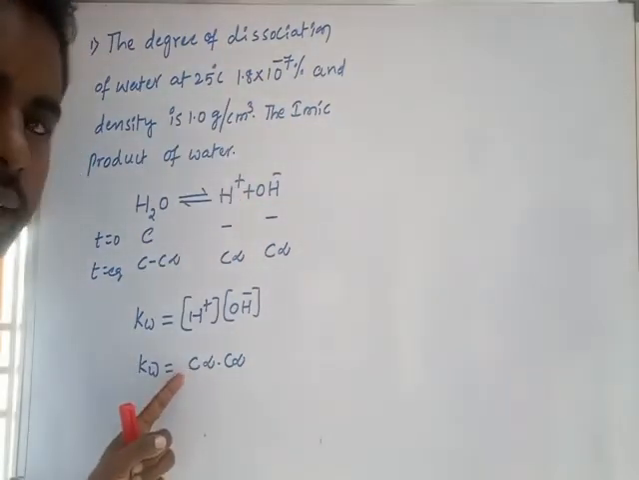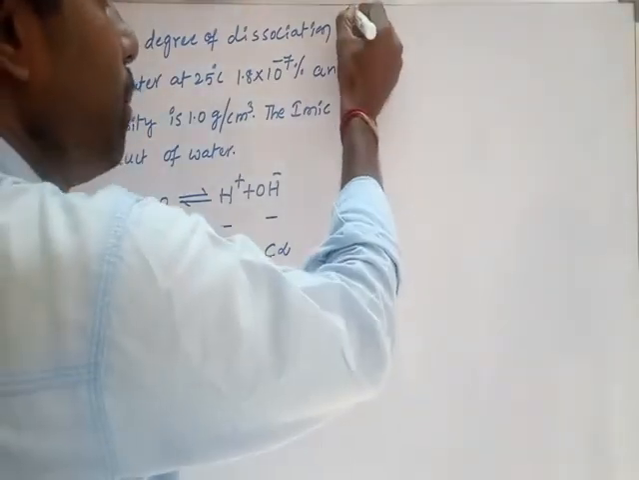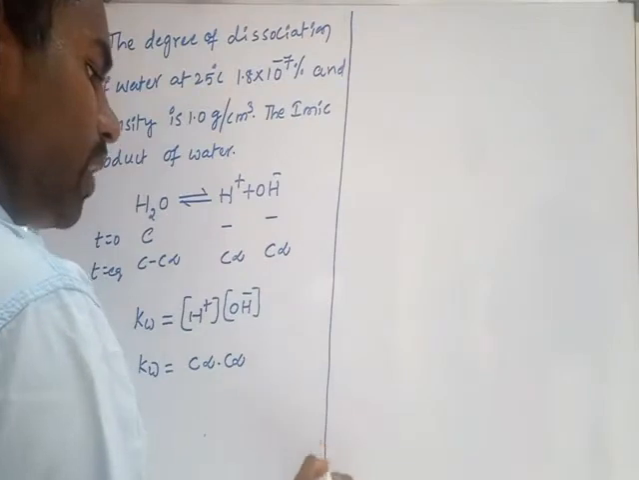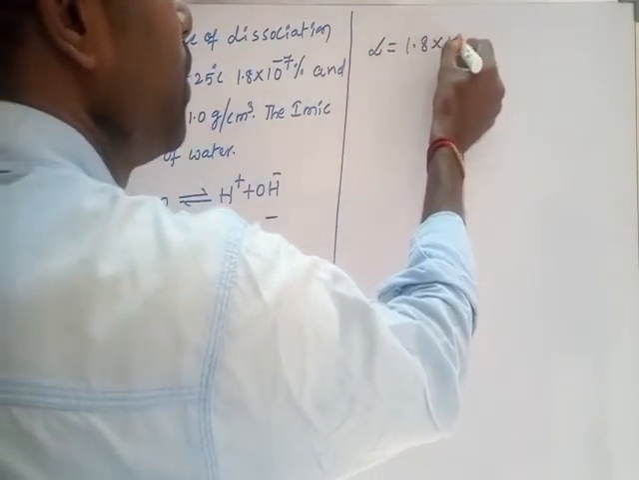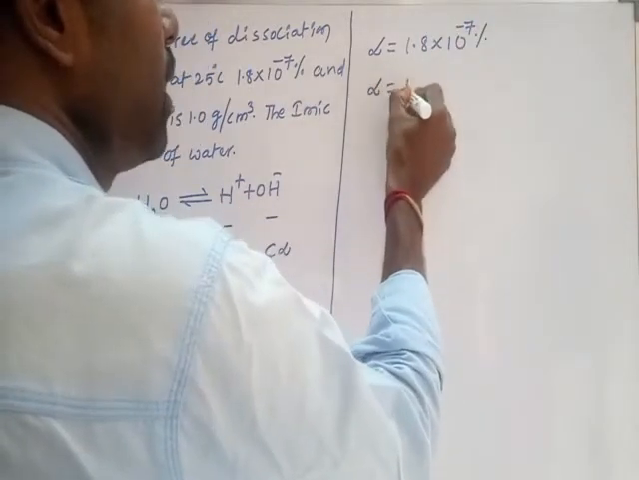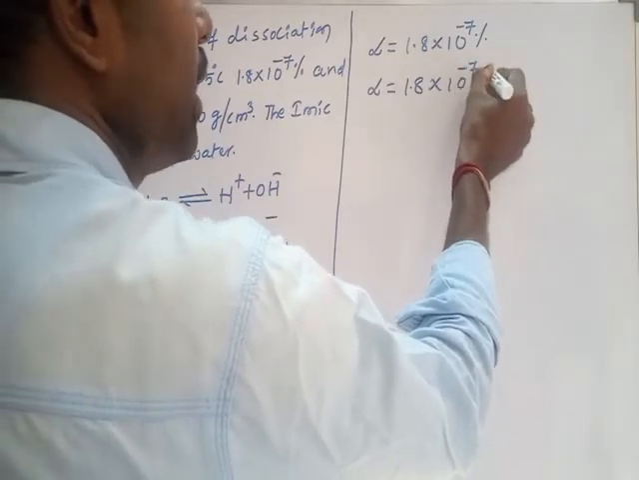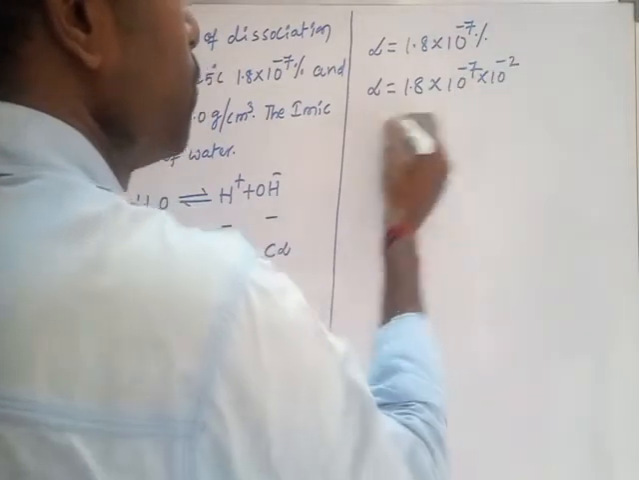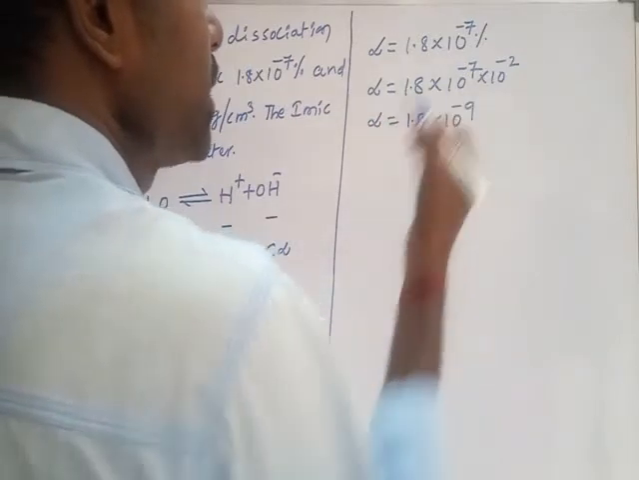Here alpha they have given, then we need to calculate the concentration. Alpha they have given in percentage, meaning alpha equals 1.8 into 10 to the power of minus 7 percentage. That we can write as 1.8 into 10 to the power of minus 7 into 10 to the power of minus 2. Finally alpha equals 1.8 into 10 to the power of minus 9.